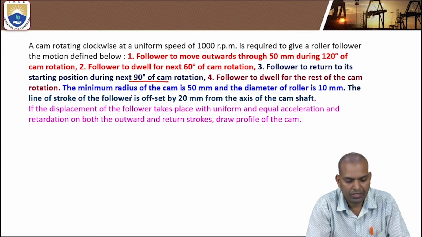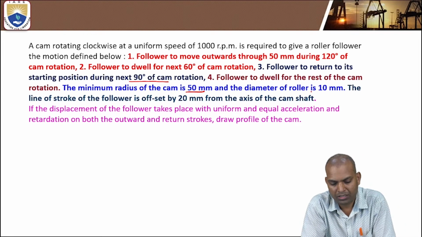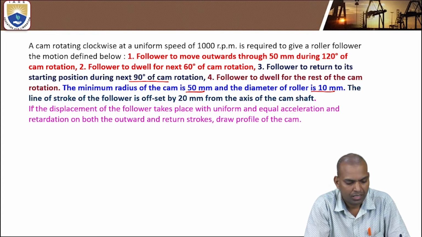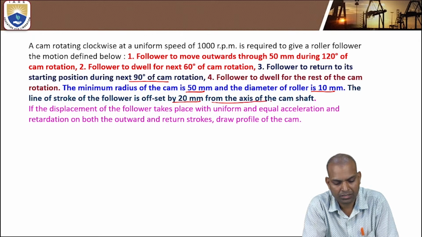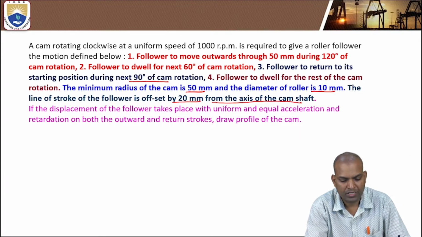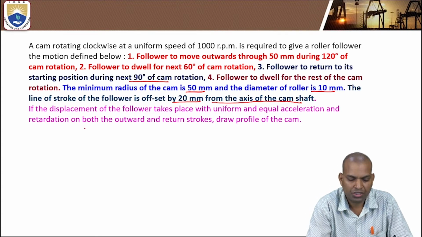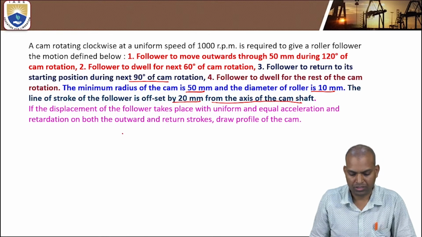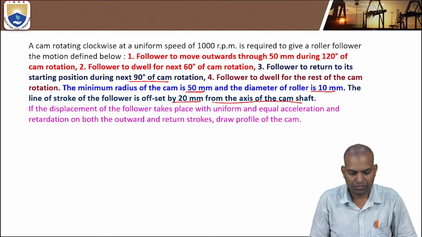The minimum radius of the cam is 50 millimeters and the diameter of the roller is 10 millimeters. The line of stroke of the follower is offset by 20 millimeters from the axis of the camshaft. If the displacement of the follower takes place with uniform and equal acceleration and retardation on both the outward and return strokes, draw the profile of the cam. So here we are going to take the profile of a cam with roller follower.